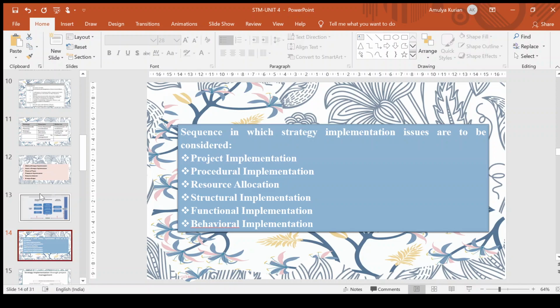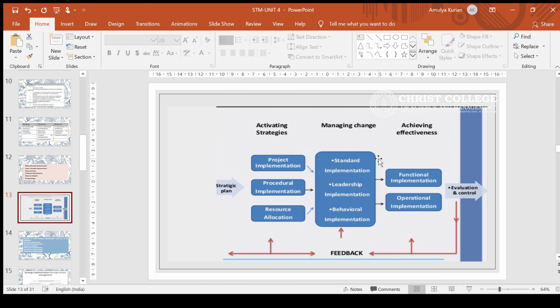Now we will see the framework. Once the strategic plan is formulated, you have to activate the strategies using project implementation, procedural implementation, and resource allocation. Project implementation is the plans, policies and projects which are needed in order to implement the strategy. So taking care of that will be the project implementation. What are the policies and procedures which should be followed will be dealt with in procedural implementation.